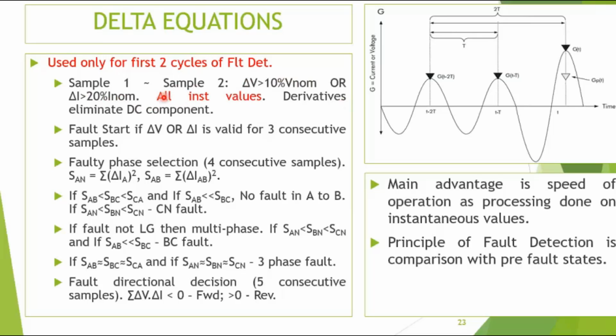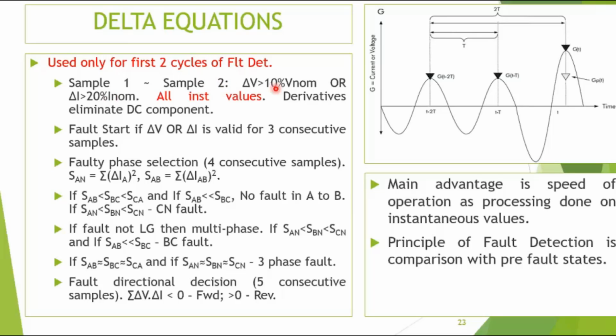Okay, so it operates on instantaneous values. That is why they are very fast. Within 3, 4, 5 milliseconds, it can predict whether there is a fault or not. And since we are talking about delta values, the DC components and those things are eliminated. We are talking about differential values over here: differential voltage, differential current.